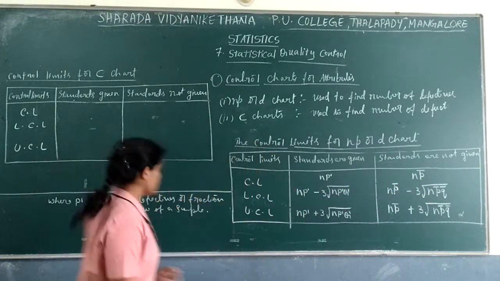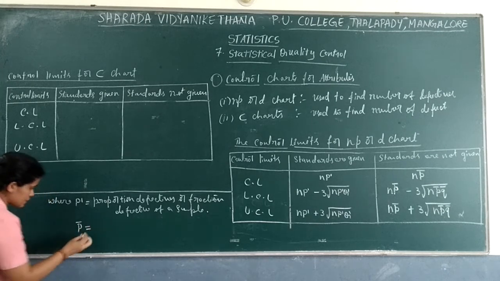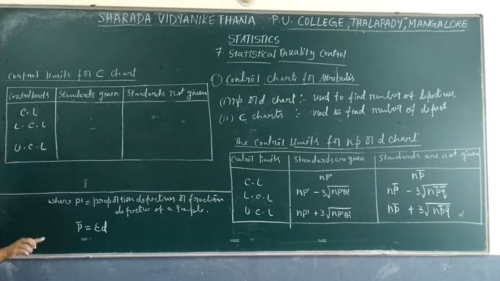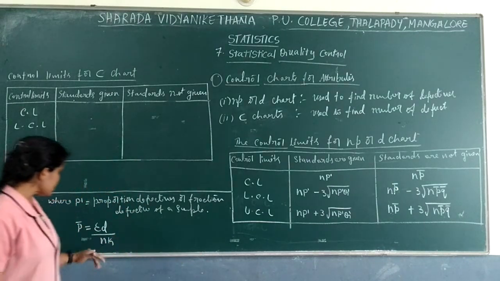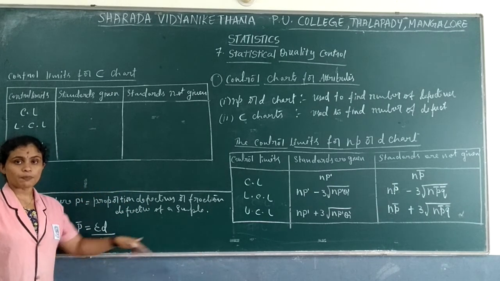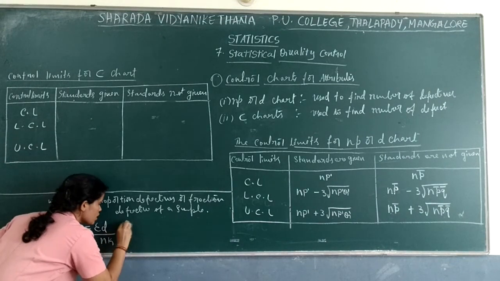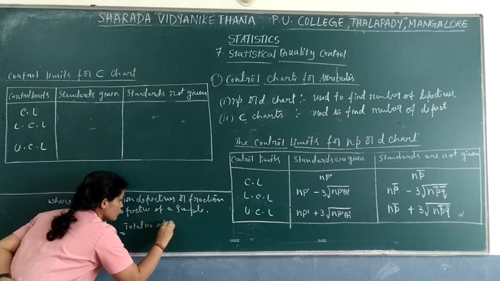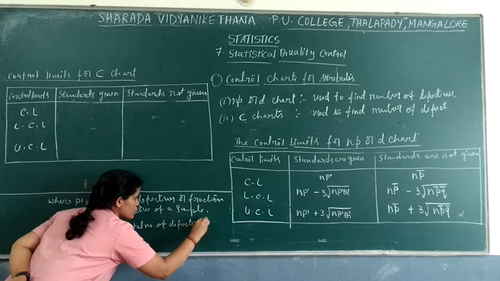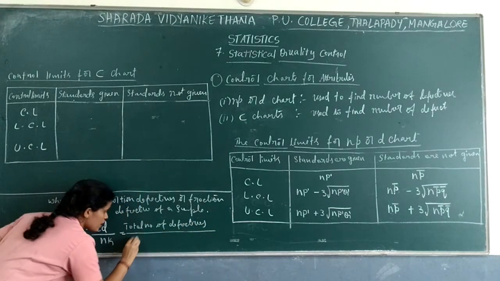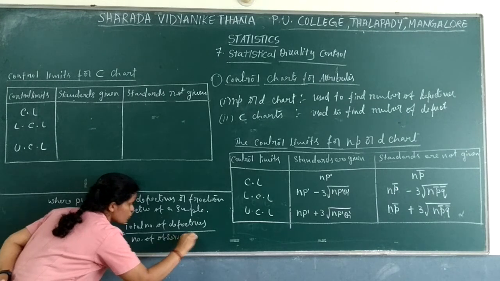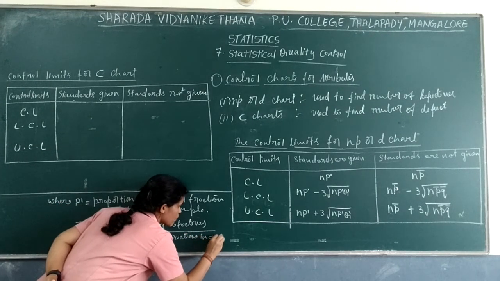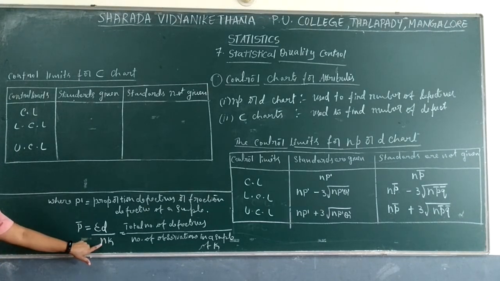And how to find out P bar? P bar is equal to sigma d, that is total number of defective units, divided by nk. What is that nk? The number of observations in a sample of k. That is, total number of defectives divided by number of observations in the sample k.